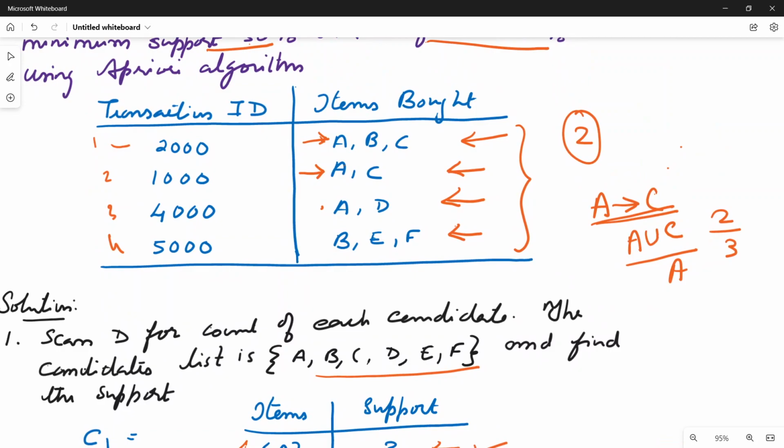Let us go here and we need to find C to A. Association rule is C to A. That means C union A divided by C. So how many times C and A is present? 2 times. So it is 2 divided by how many times C is present. So here C is present in 2 transactions. So it is 2 divided by 2.